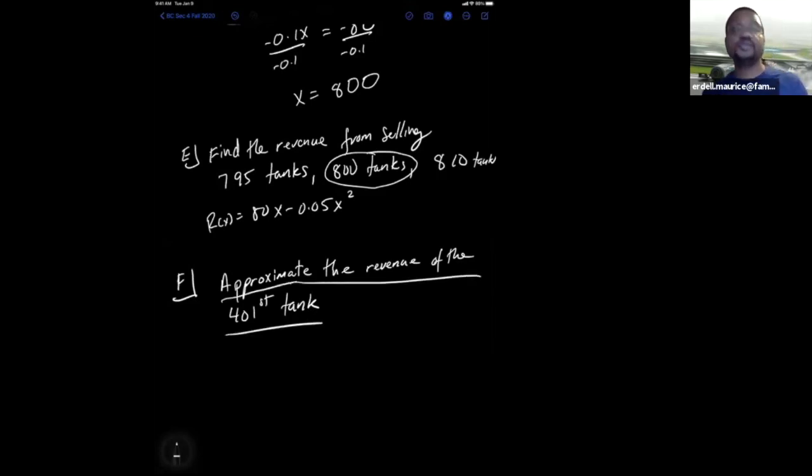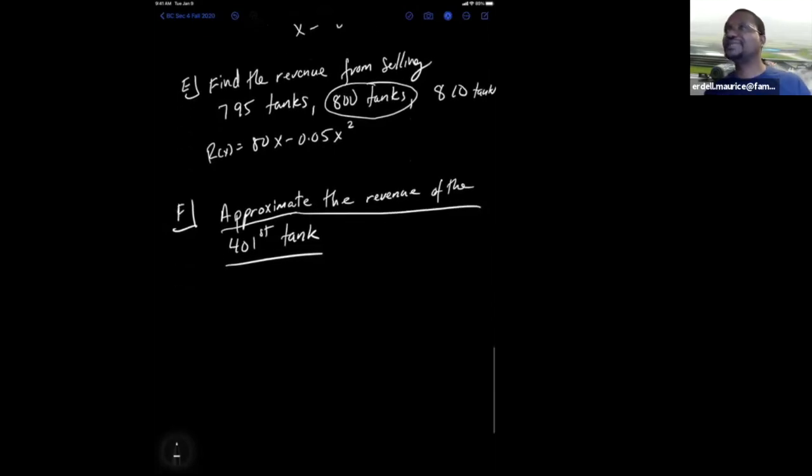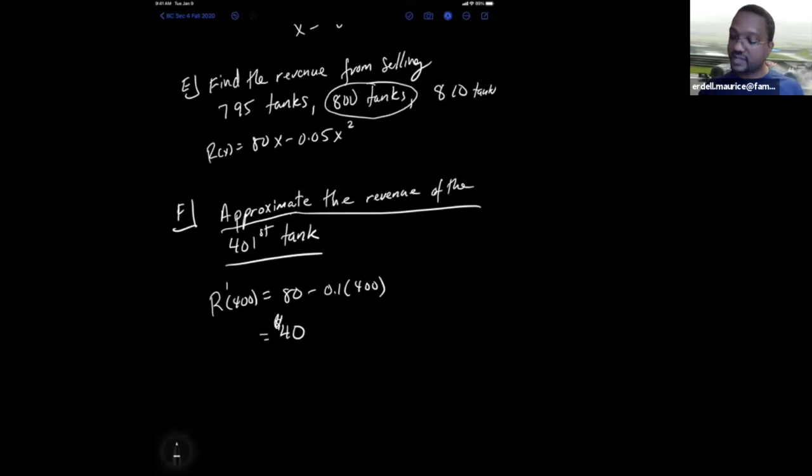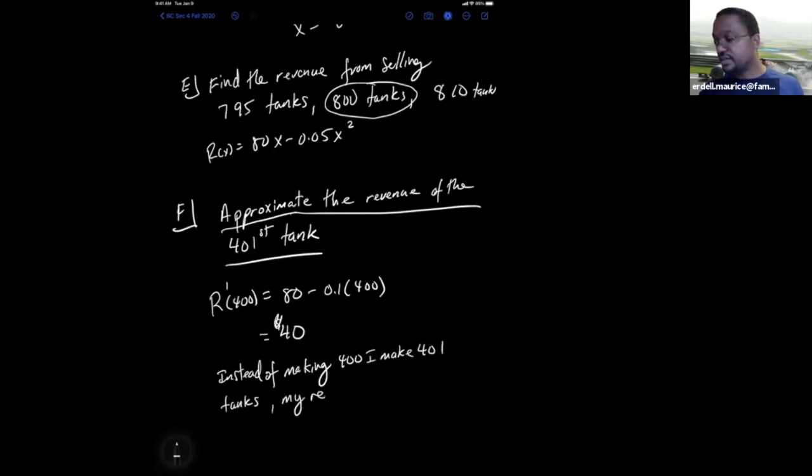So in this case, since we're talking about revenue, if I plug into the derivative, that'll give me the revenue from the next tank. So if I go R prime of 400, 80 minus 0.1 multiplied by 400, it gives me a value of $40. And what that means is that if I make one more tank, so instead of making 400, I make 401 tanks, my revenue will increase by approximately $40.